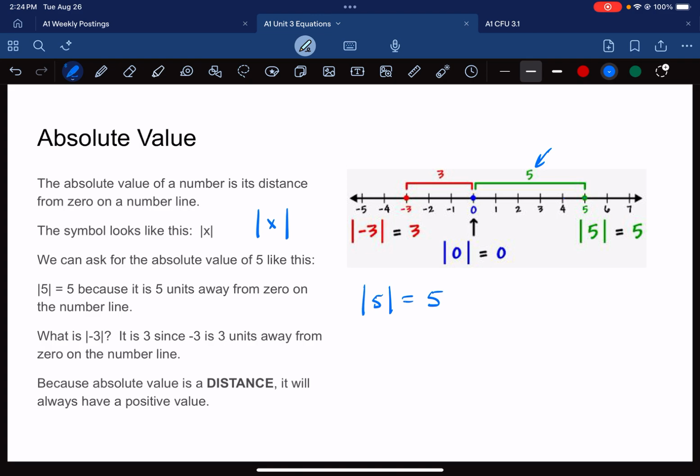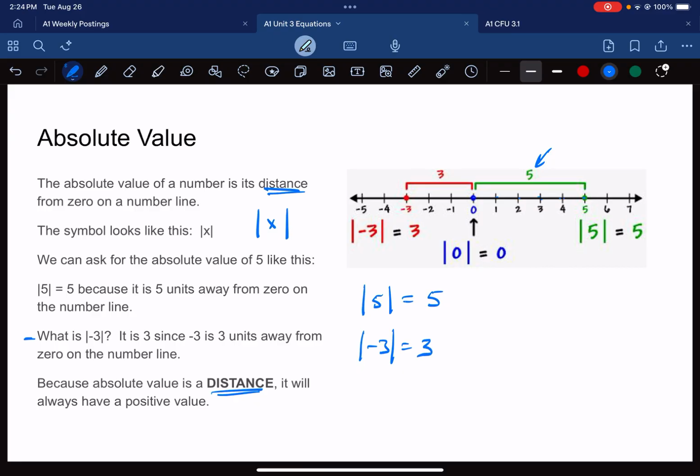If you count, you don't count in negatives, you count in positives. You just say 1, 2, 3, 4, 5. It's 5 units away. Distance is always positive. Okay, this is a distance. So when I take the absolute value of something, it needs to be a positive number that it's set equal to or that we get out of it. So look at the next sentence here. It says, what is the absolute value of negative 3? Well, negative 3 is 3 units away from 0, so the absolute value of negative 3 is 3, okay?